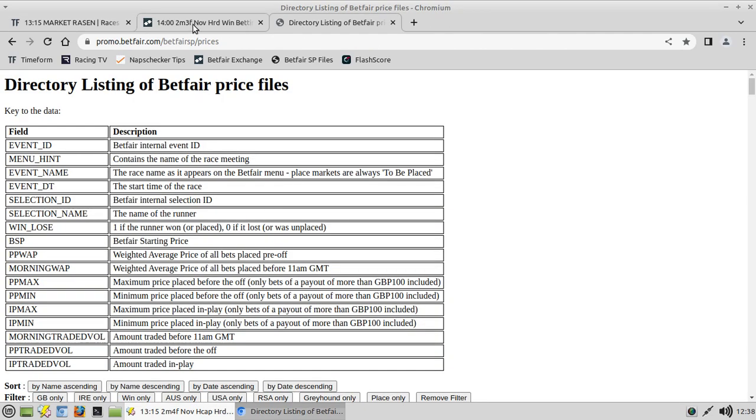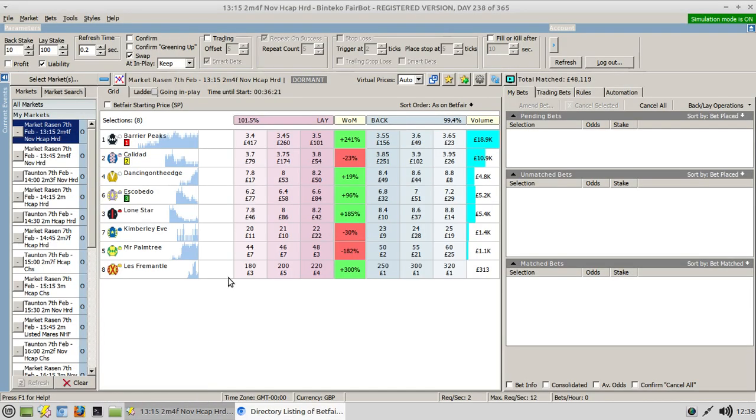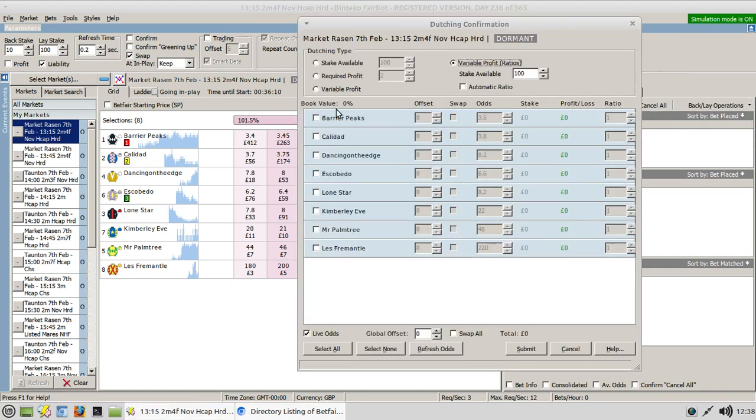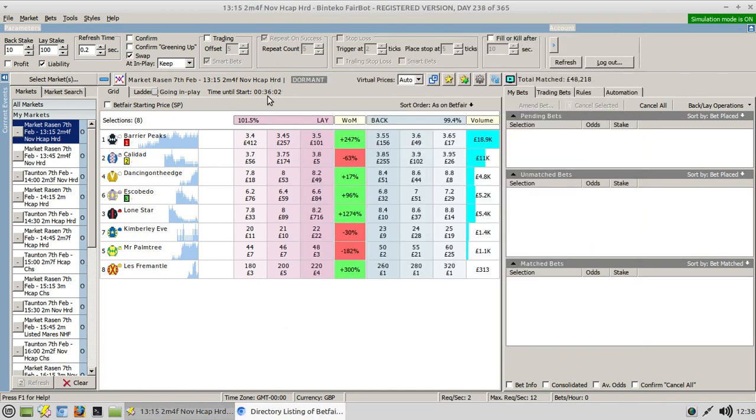Given the amount of time, and again I want to try and keep this video a little bit shorter than the last one, what we'll do is skip ahead and see the first race in action, where we do actually have some picks, Barrier Peaks and Lone Star. We should be okay in terms of potential return. Yeah, that's fine. So we'll skip ahead to that race in half an hour.